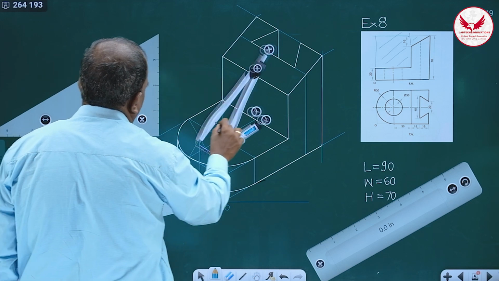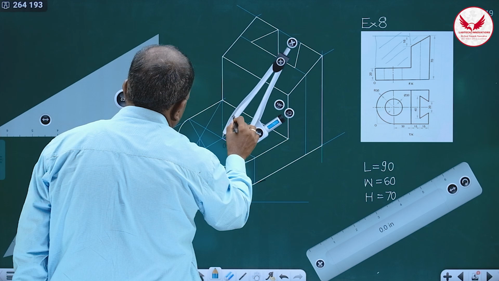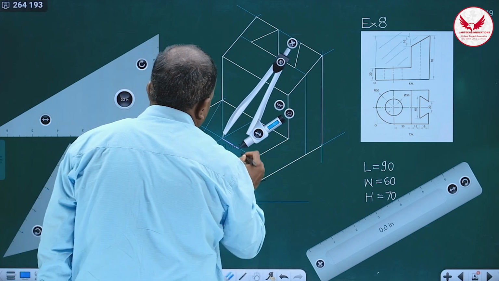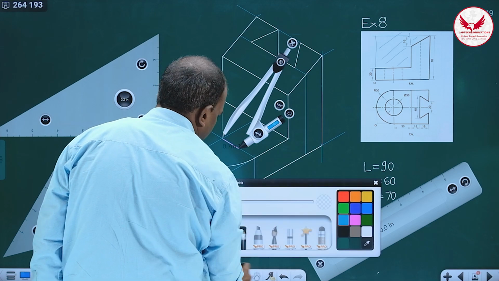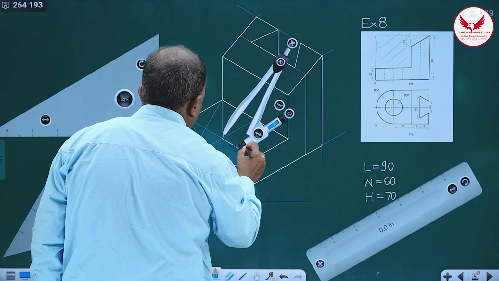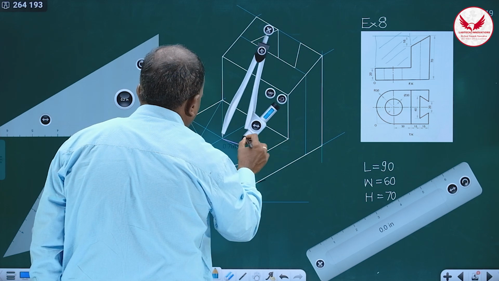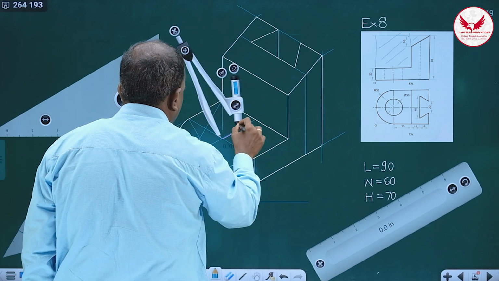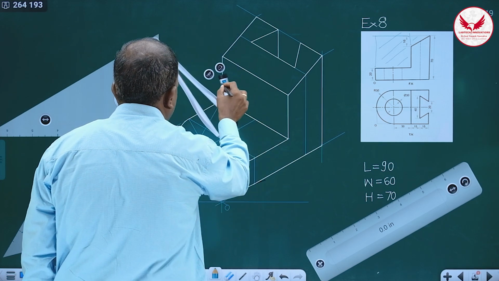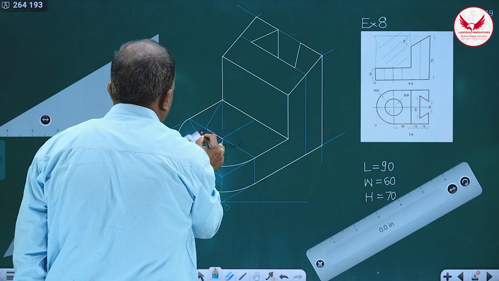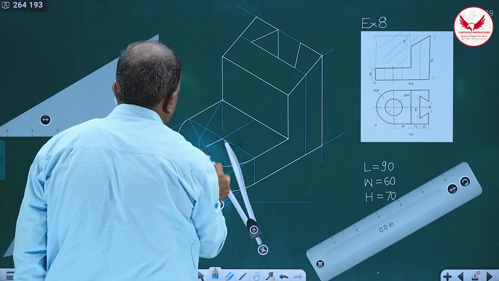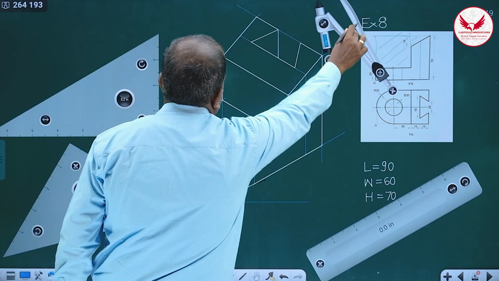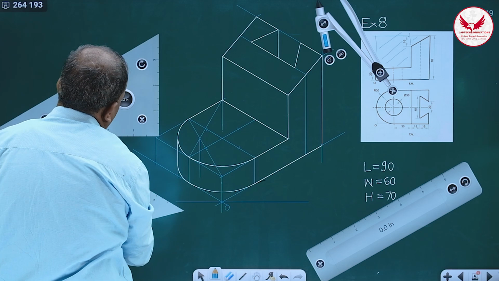And this 15 from the center, you have to mark on these 4 lines. So it's 1, it's 2, it's 3, and it is 4. So these 4 points you can use for drawing the proper.